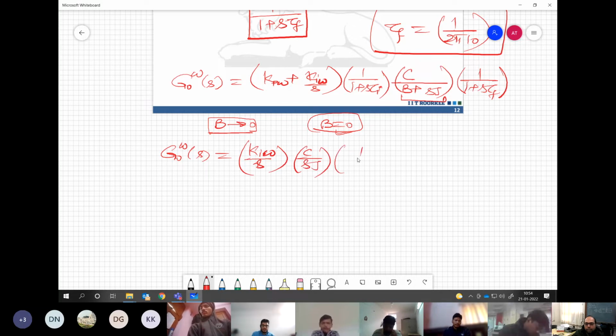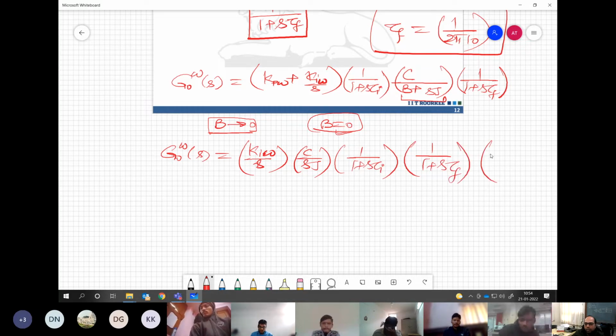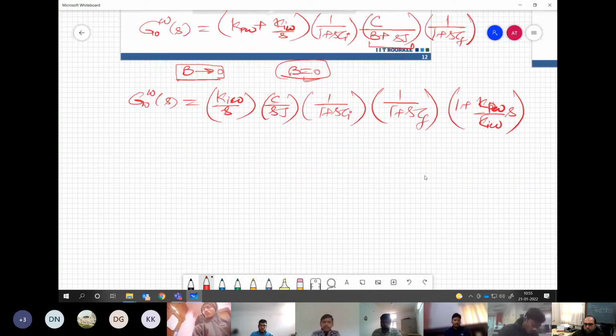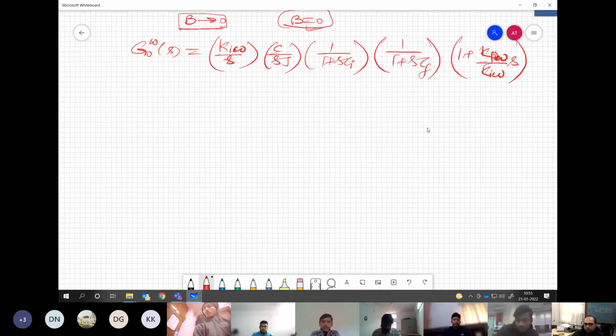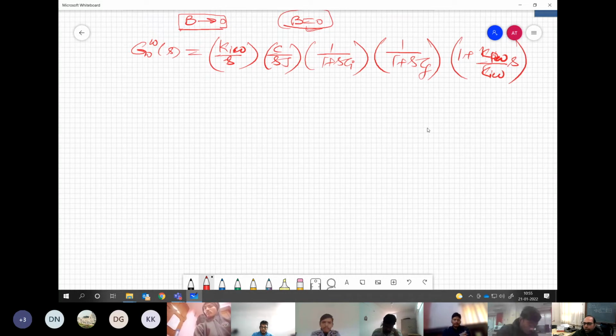Fine. So the remaining transfer function will become, and I rearrange this also, Ki omega by S, C by S j, S tau I, and 1 by 1 plus S tau F. Okay, the controller part is left, 1 plus Kp omega by Ki omega S. This is fine, right? Is this fine? Yes, sir. Now notice the difference from the current control loop: we have two poles at the origin.